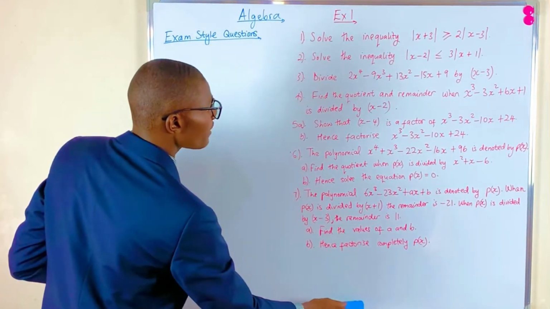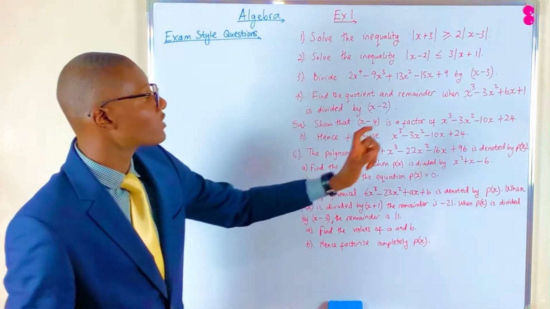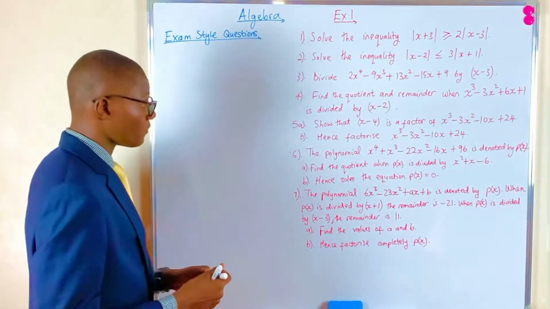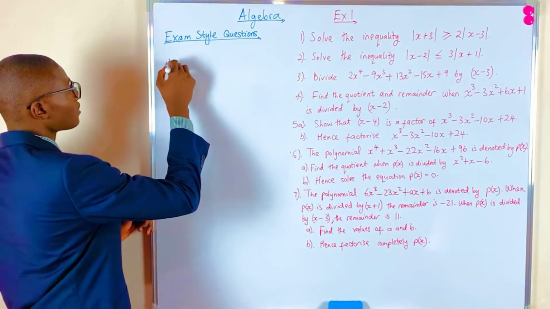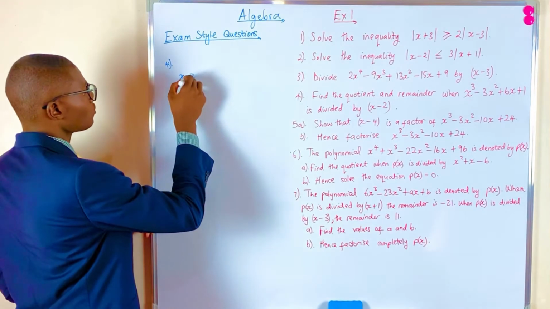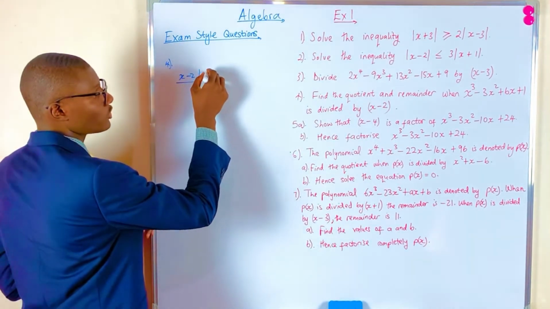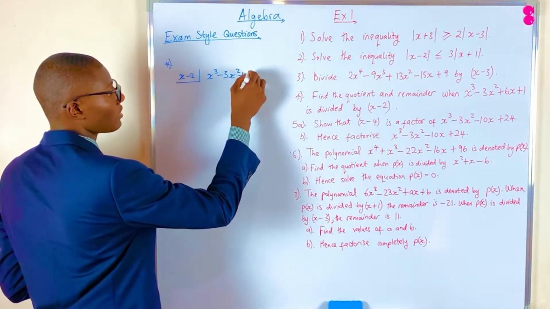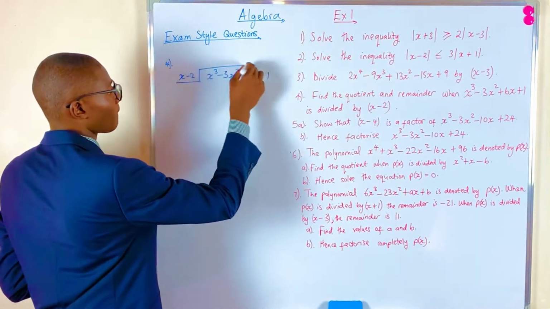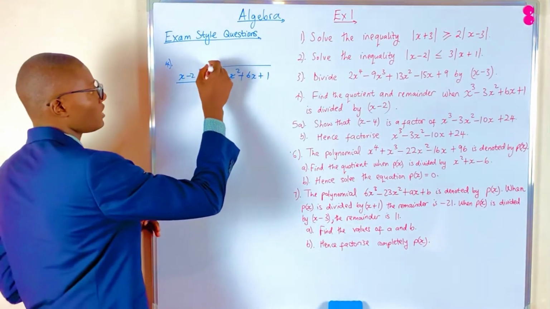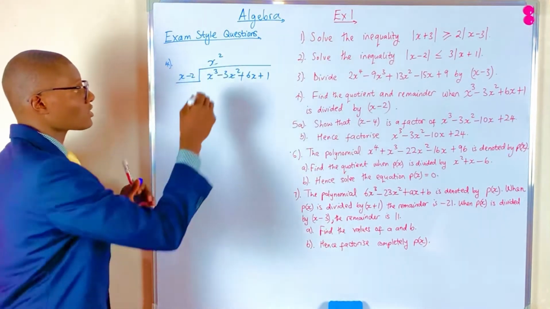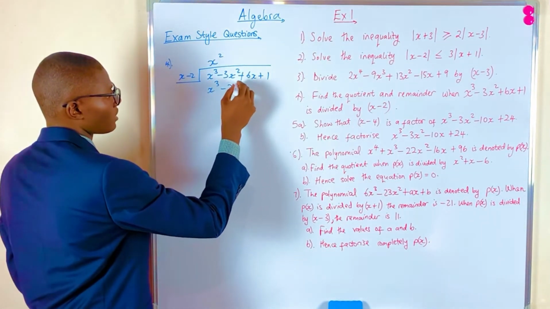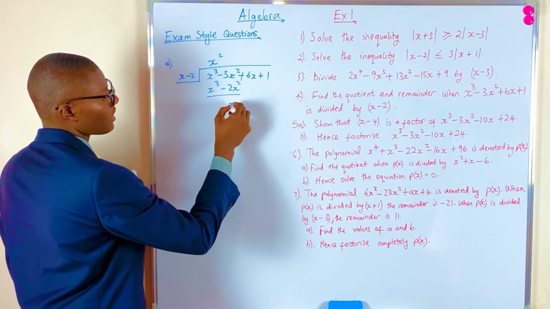Number 4 says find the quotient and remainder when x to the power of 3 minus 3x squared plus 6x plus 1 is divided by x minus 2. So as well, if we carry out the long division method, we are saying x minus 2, we are dividing it into x to the power of 3 minus 3x squared plus 6x plus 1, such that x into x to the power of 3 is x squared. Then x squared multiplying the divisor, we get x to the power of 3 minus 2x squared. And subtracting here, we get x squared.